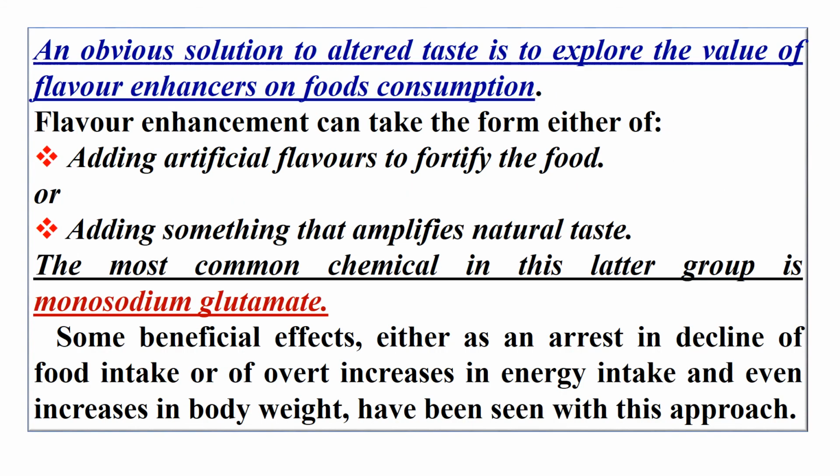An obvious solution to altered taste is to explore the value of flavor enhancers on food consumption. Flavor enhancement can take the form either of adding artificial flavors to fortify the food, or adding something that amplifies natural taste. The most common chemical in this latter group is monosodium glutamate. Some beneficial effects, either as an arrest in the decline of food intake or of overt increases in energy intake and even increases in body weight, have been seen with this approach.